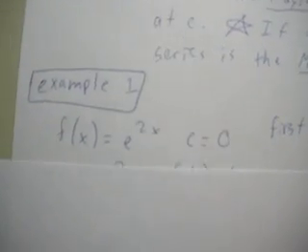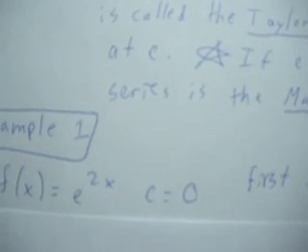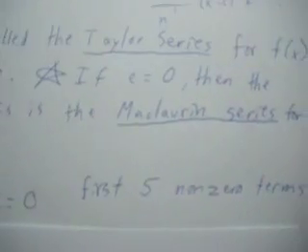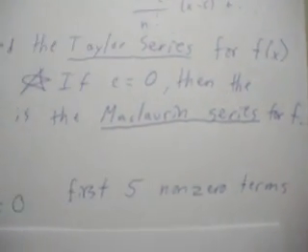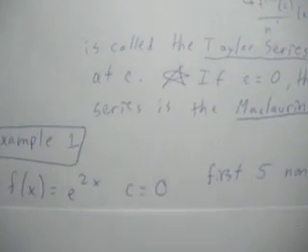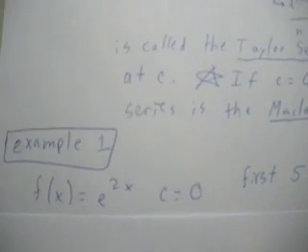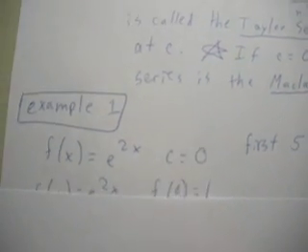Let's look at it in example 1. This is what's given to us. f of x equals e to the 2x, c equals 0, and we're supposed to find the first 5 non-zero terms. Now right away you know that this is going to be a Maclaurin series because c equals 0, and that's what's required for it to be a Maclaurin series. So this is how we start.